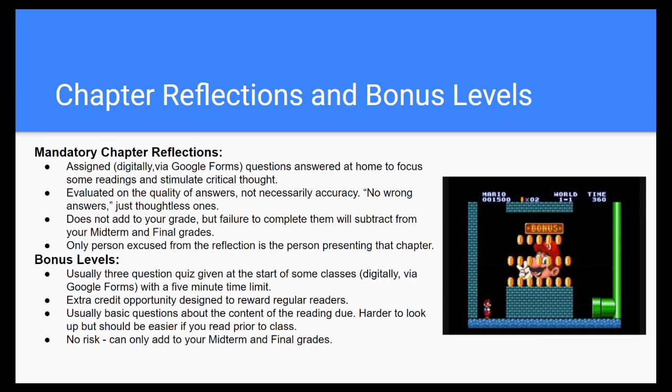So I'm really trying to reward people for keeping up with the readings by having these bonus levels at random times. And the thing is, there's no risk in that. Any question you get wrong in the bonus level will not deduct points from any part of your grade. But every question you get right will add extra credit points. So if there's no other reason to keep up with the reading, it's because I may pop up a bonus level and you might miss an opportunity to get some easy extra credit points for literally having done nothing but kept up with the reading.